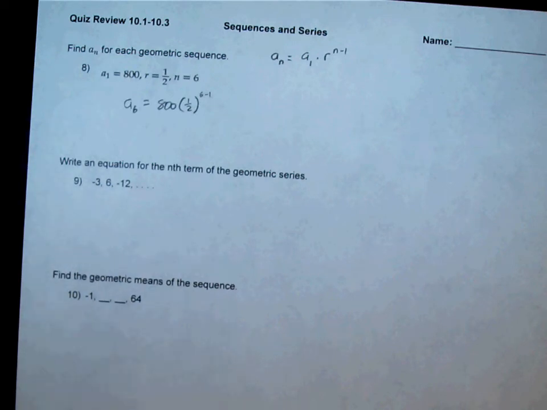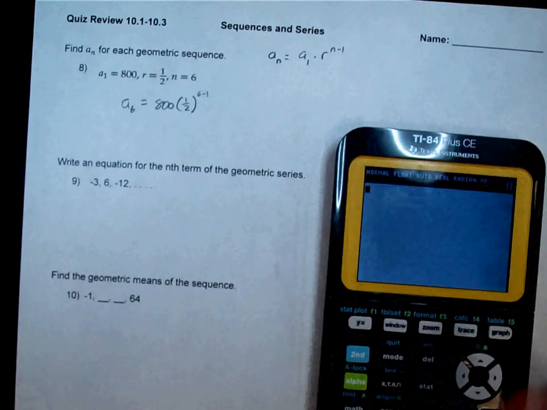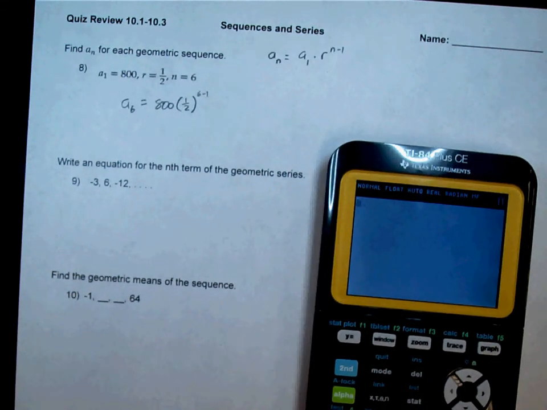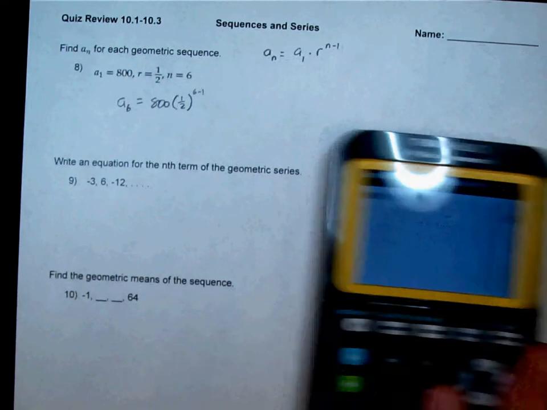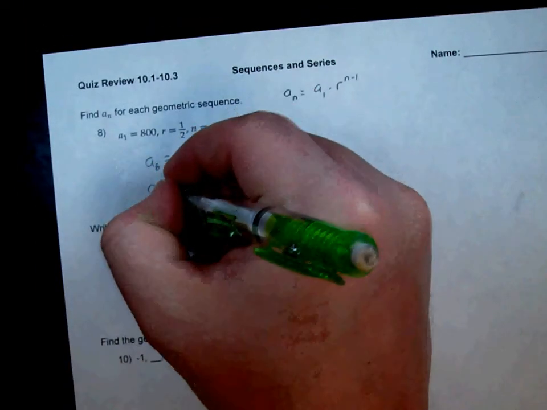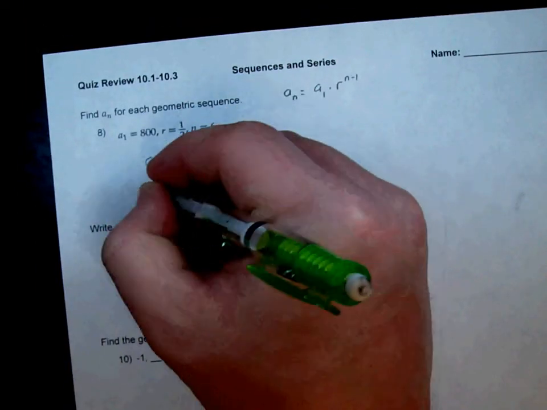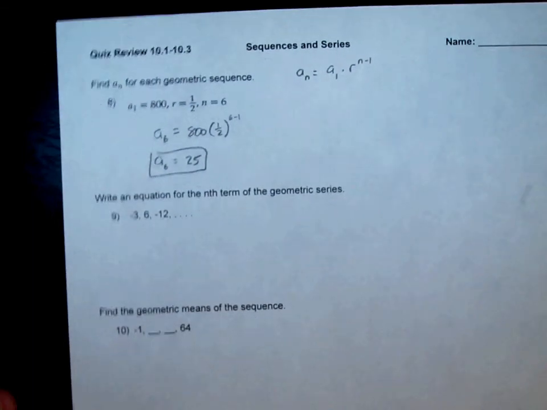And so we have a choice to make here, I guess, whether we want to deal with a fraction or as a decimal, and I'll accept either one. If I'm just going to go with a decimal, I just as well plug the whole thing in all at once. So let's do that. 800 times 1/2 to the exponent of, in 6 minus 1, I'm just going to type in 5. Make sure you have parentheses around the 1/2 and the exponent outside the parentheses, though, or it won't work out. And we get an answer of 25. So 25 would be the 6th term in that sequence.